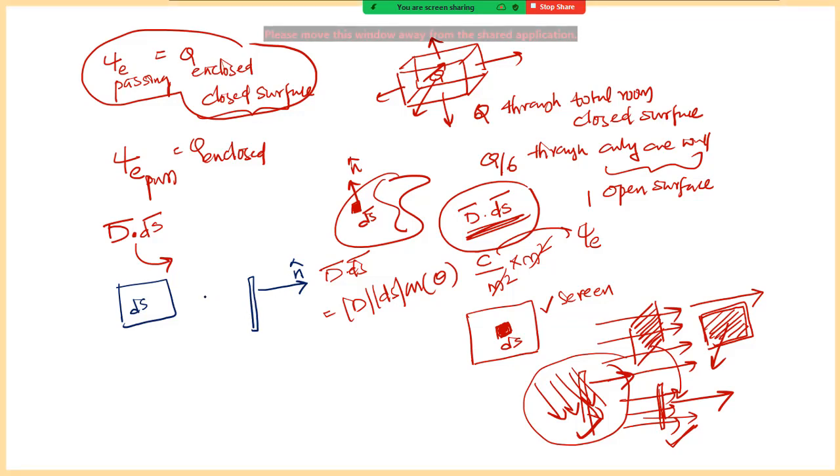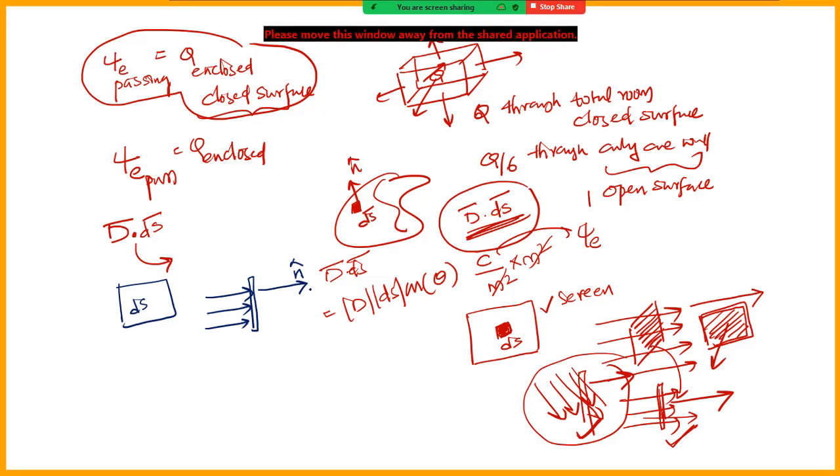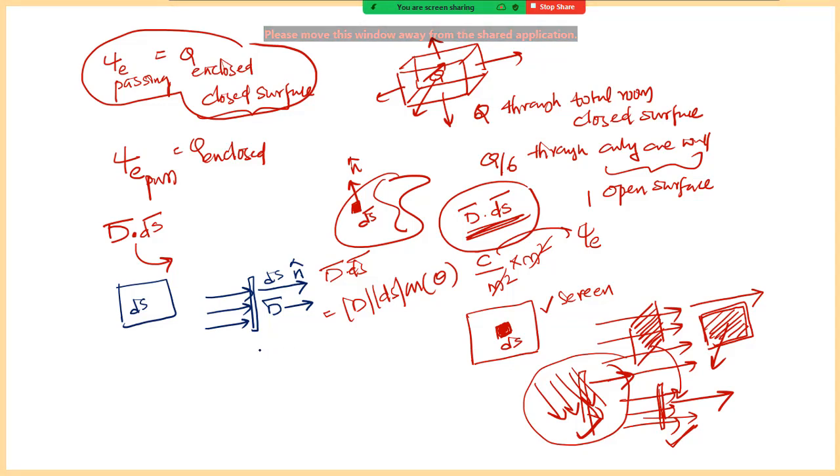Now electric flux lines are passing in this way. So what can I tell? All the electric flux lines are passing through this one only. That means the D bar direction is also in this direction only, in the same direction as the ds direction. Whatever the surface direction is, the D bar direction is also the same. So in this particular case, the maximum number of electric flux lines are passing through the surface.